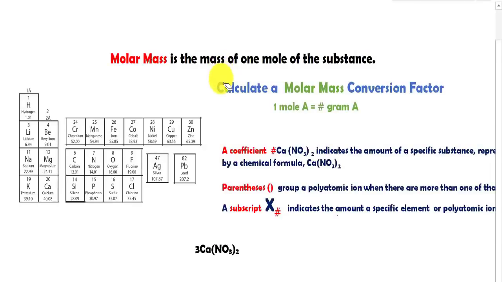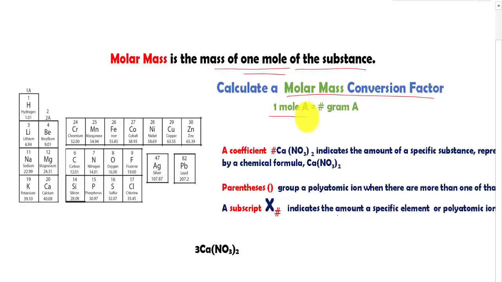In this lesson, we are going to learn about molar mass. And what is molar mass? Molar mass is the mass of 1 mole of the substance, exactly 1 mole. Because the definition has 2 different units, we can interpret it as a conversion factor. We call that a molar mass conversion factor.